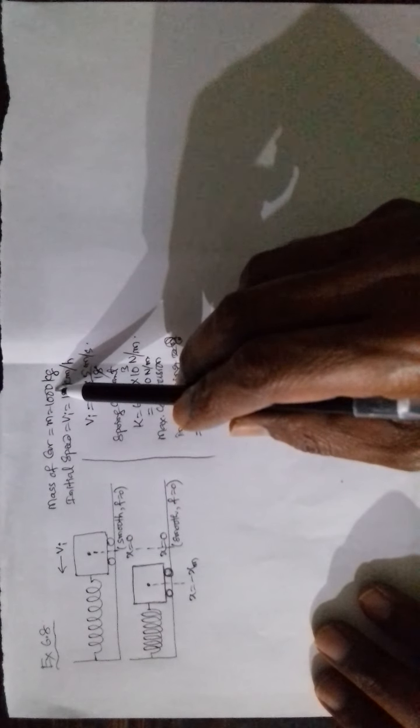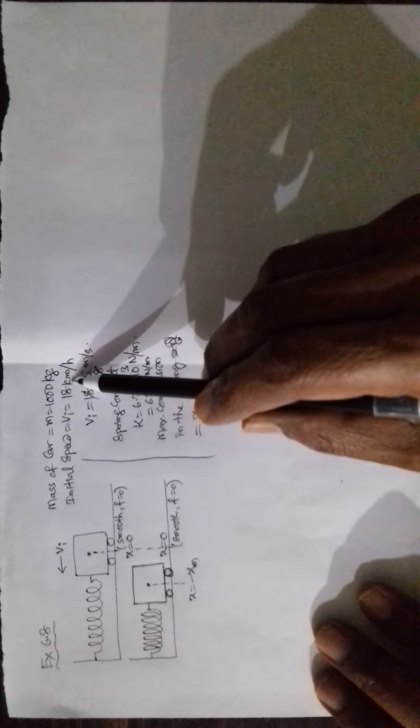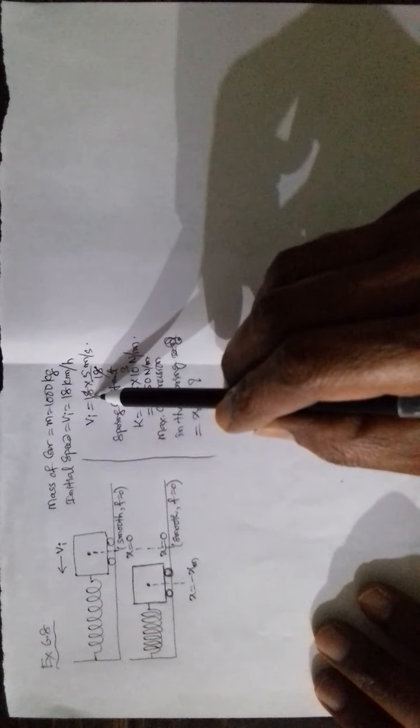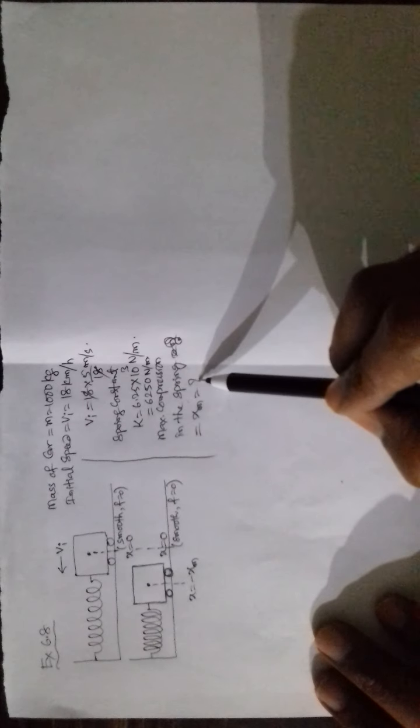Now the data from the solved example 6.8 is noted here. Mass of the car is 1000 kg. Its initial speed is 18 kilometers per hour. It is converted into meter per second. Spring constant is this much. Maximum compression in the spring, that is asked here.